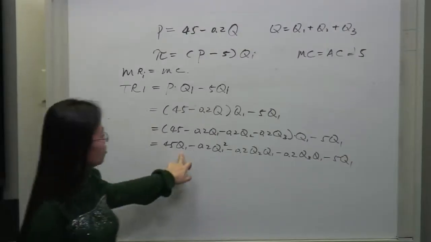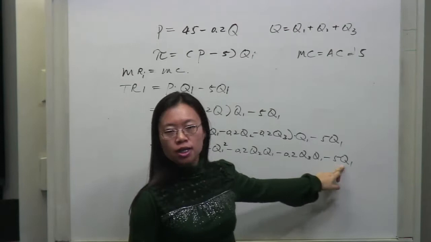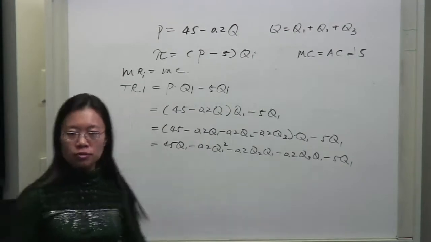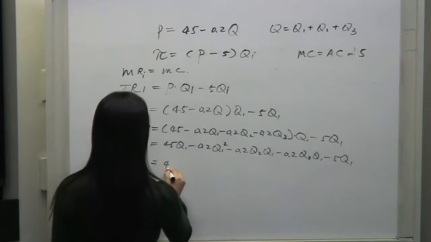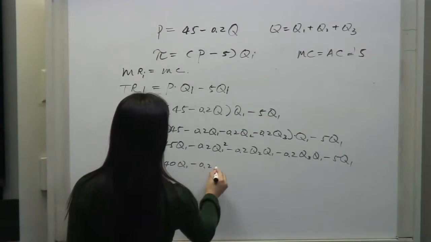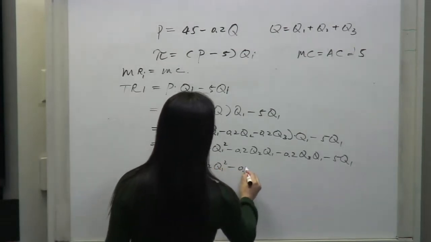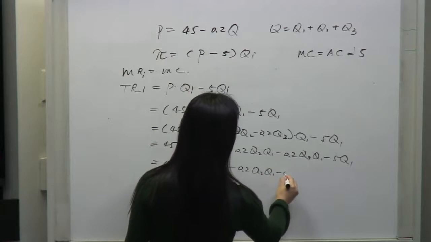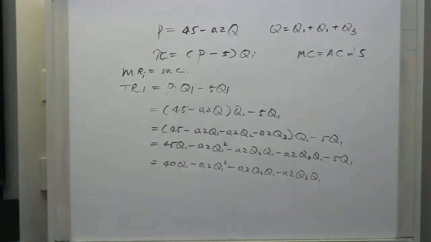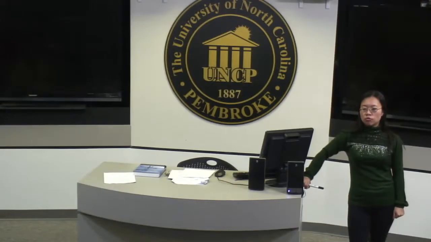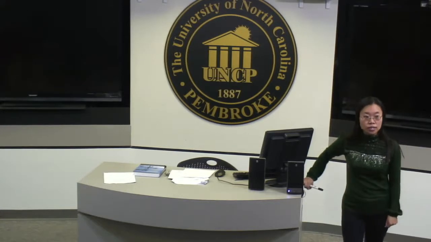Okay, so 45Q1 is here, 5Q1 is right here, so 45 minus 5 will be 40. So we just have 40Q1 minus 0.2Q1 squared minus 0.2Q2Q1 minus 0.2Q3Q1. Okay, so now what we have is the total revenue expression for the first firm, right? Okay, the next step, guys.